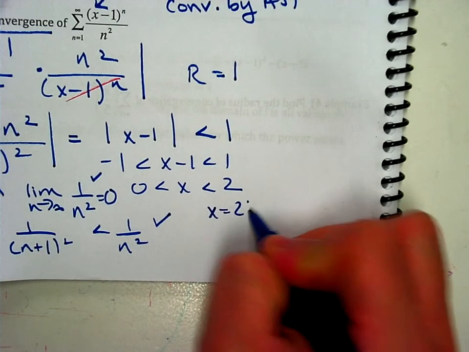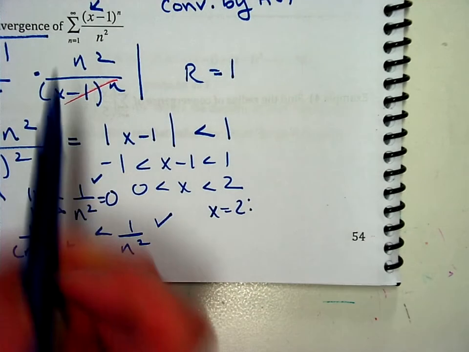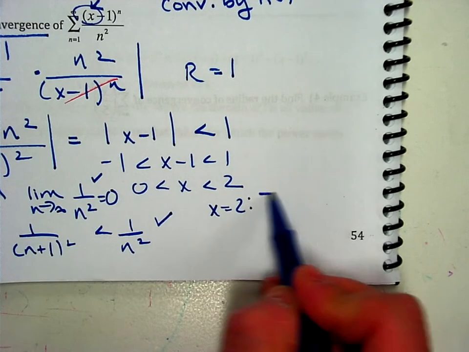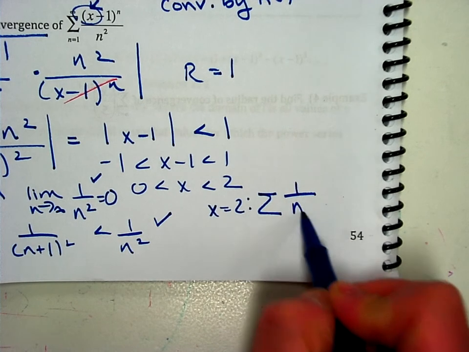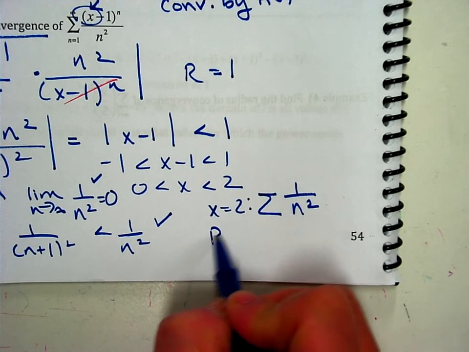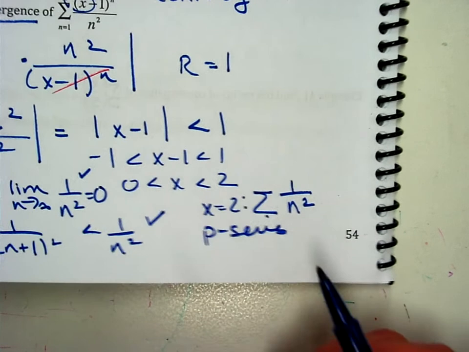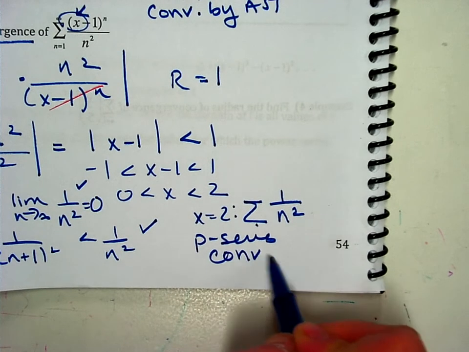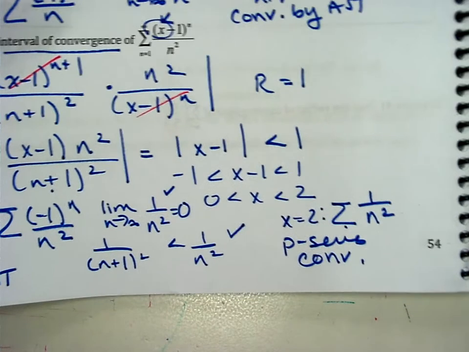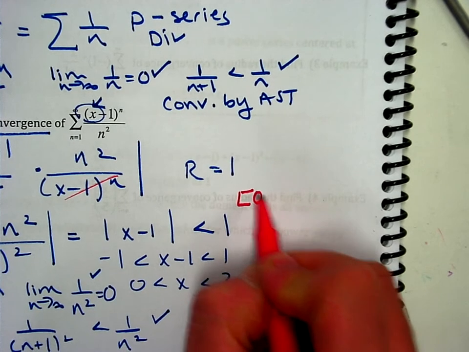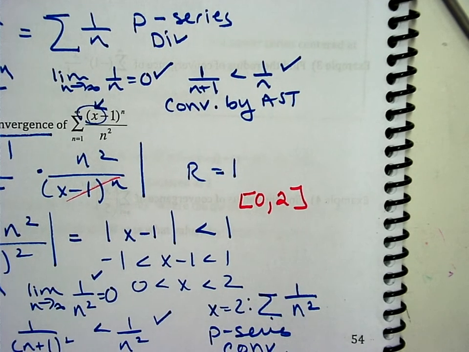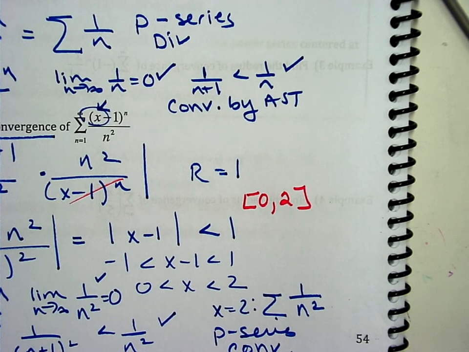Same thing. I'm going to take x equals 2, plug it in for x into the original. If I do that, I end up with 2 minus 1 to the nth, which is 1 to the nth, which is always 1. So notice this is just a p series that converges. So this particular series, when I do the endpoint analysis, both endpoints converge. So your interval of convergence should include both of those endpoints. So the interval of convergence is from 0 to 2.